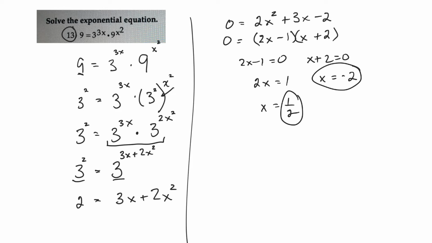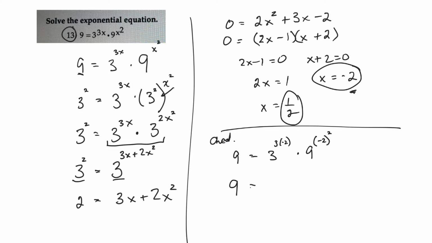I wonder if that'll work. The negative 2 one I worry about. Let's try. You can always check it. I'll just check the negative 2 one because I'm a little worried about it. So 9 is equal to 3 to the 3 times minus 2 times 9 to the negative 2 squared. Okay, I have 9 equals, this would be 3 to the negative 6 times 9. Negative 2 squared would be a positive 4.